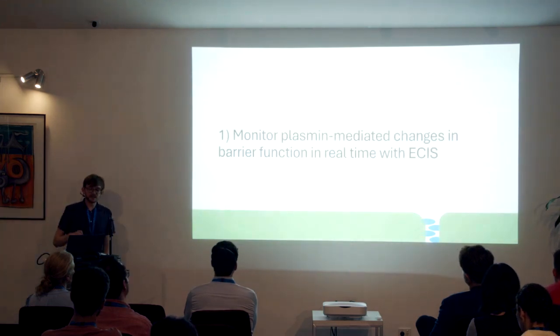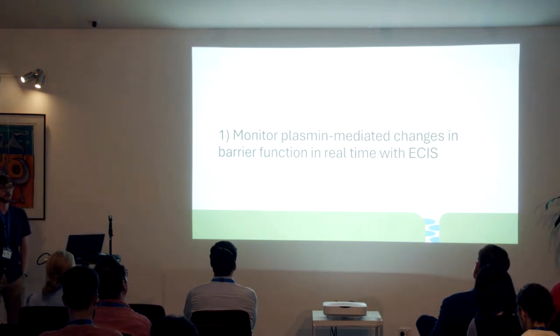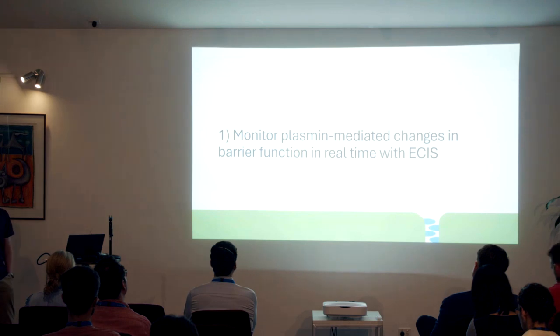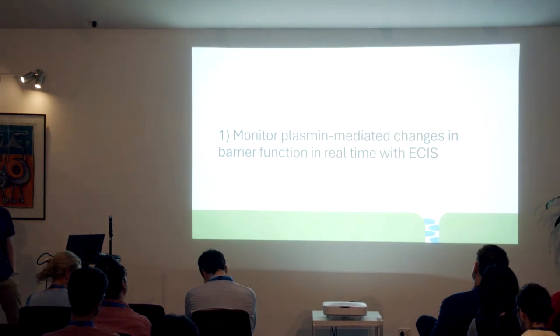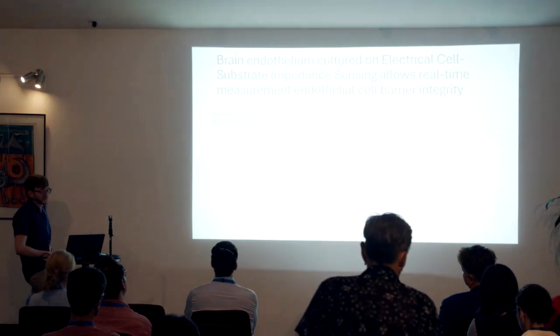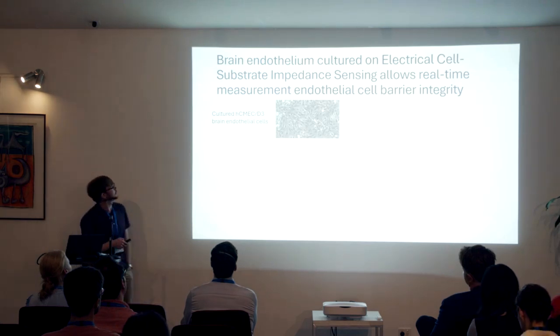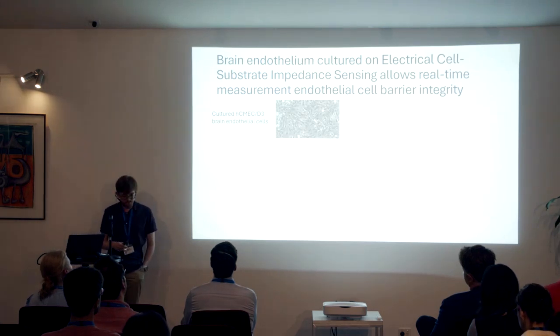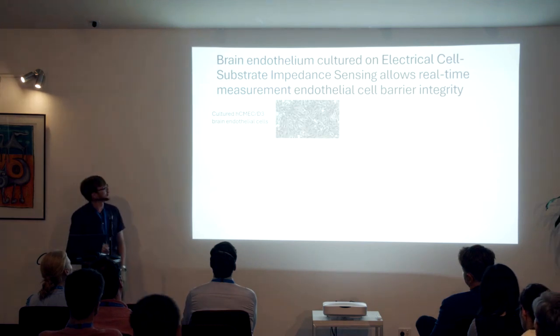So how exactly does one monitor the plasmin-mediated changes in barrier function? Well, as I'm sure we're all aware, stroke and the interactions of the plasminogen system are really highly dynamic, and so it would be really good if we could track these in real time. So that's where this technology, electrical cell-substrate impedance sensing, or ECIS, comes in.